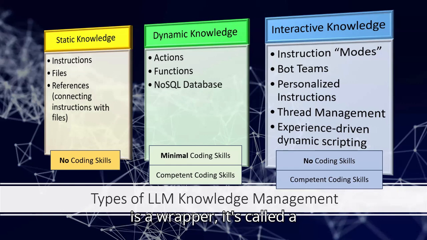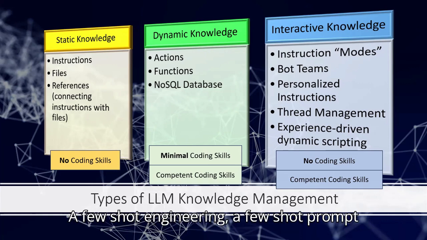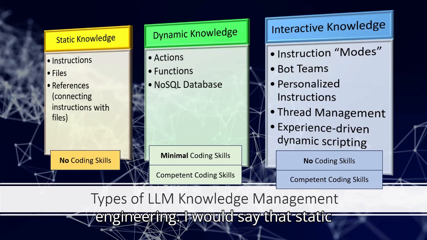You'll see that there is a wrapper. It's called a GPT. It's an in situ framework where you can make edits and see the results of your edits. This doesn't require any coding skills. This would also include few-shot prompt engineering, which was part of the original design of MyLife, and it can still accommodate it. I would say that static knowledge is prompt engineering.